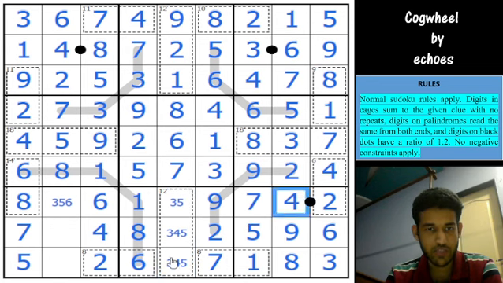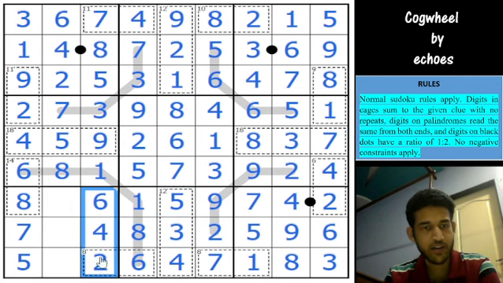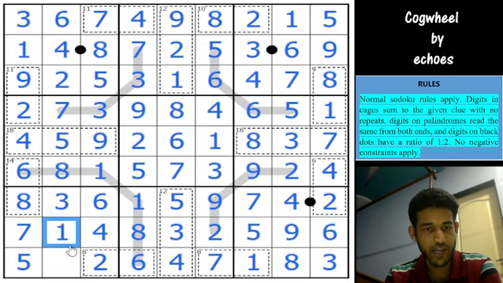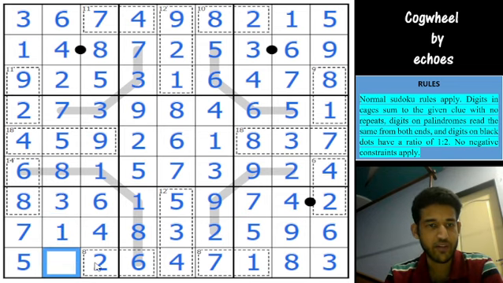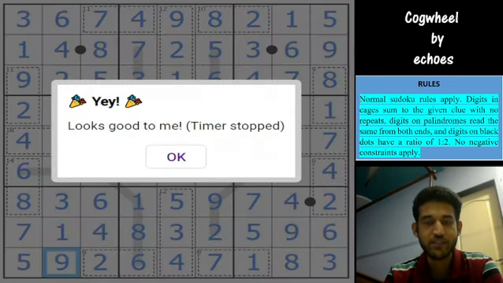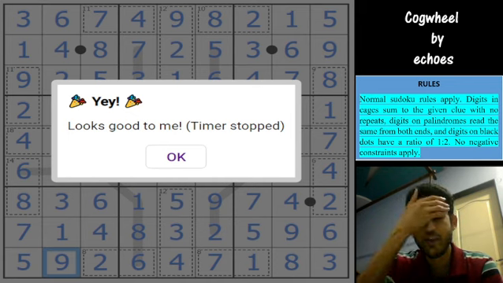4 is in these two cells, so that gives a 4. And that's a 5, and that's a 3. And last 3 digits are 1, 3 and 9. You have 1, 9 here, so that's a 3. That's a 1 and that's a 9. Right? And with that, we have completed this gorgeous construction by Echoes.